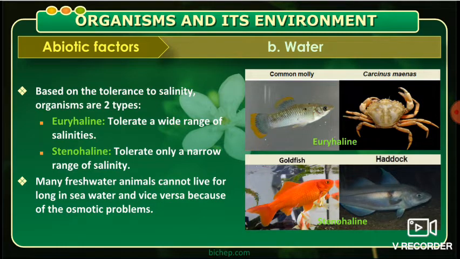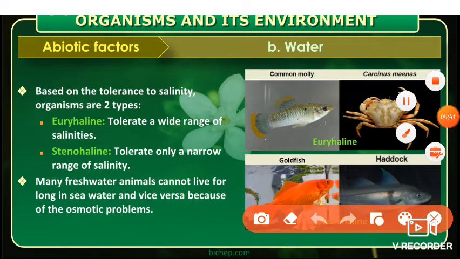Then here also, based on the concentration of the saline salty conditions, we mainly divide organisms into two types. Two types of organisms we can see here. One is euryhaline and another one is stenohaline.